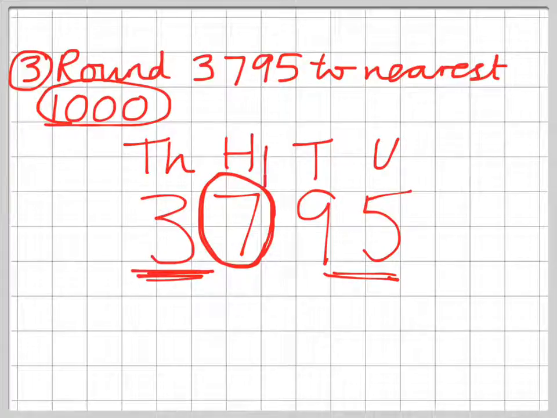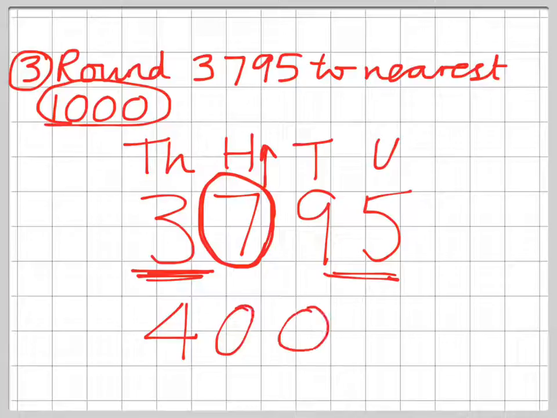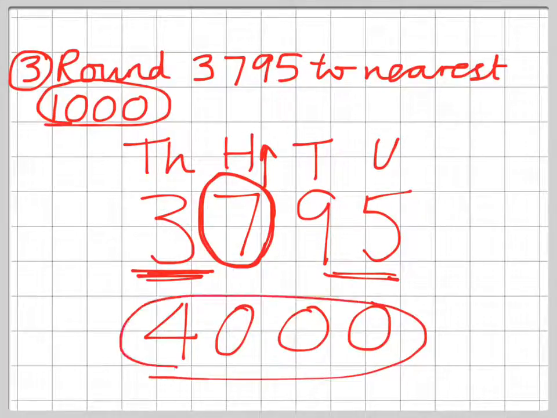Now if it's 5 or above, you round up, so this will turn into 4,000. We round up to the nearest 1,000 going upwards. So 4,000 will be your answer.